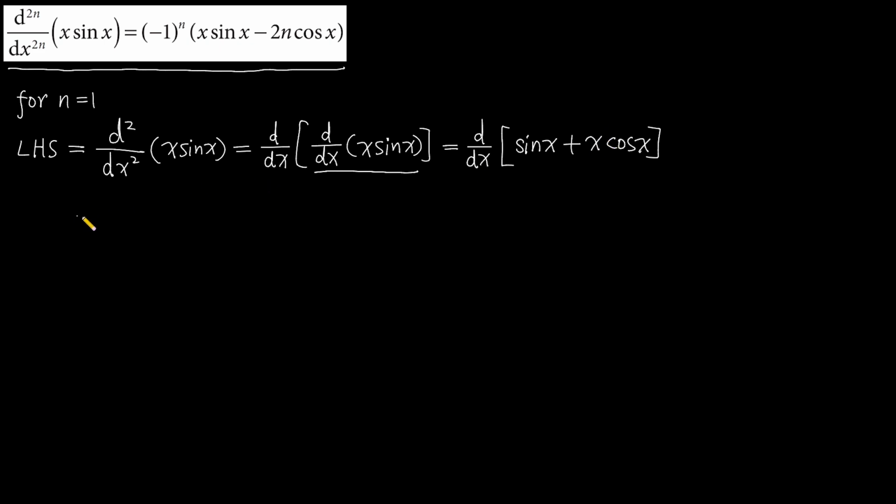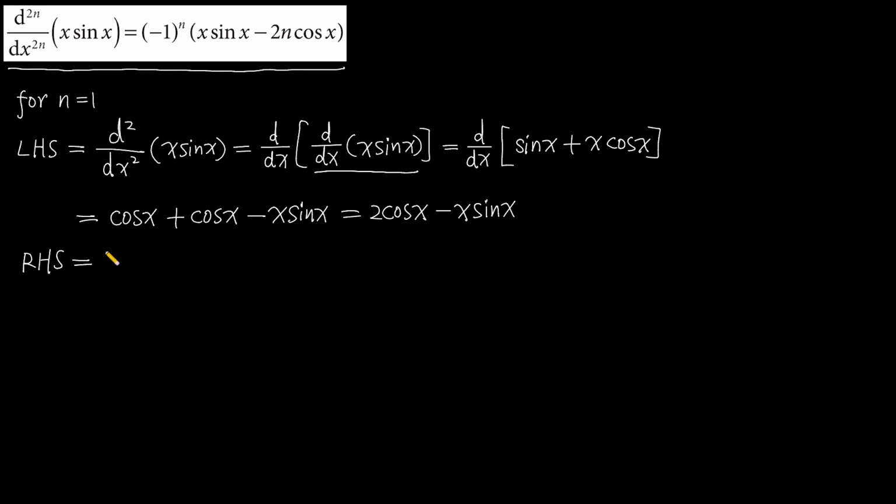So this equals cosine x plus cosine x minus x multiplied by sin x. Now this equals 2 multiplied by cosine x minus x multiplied by sin x. So this is the left-hand side. Now check the right-hand side.